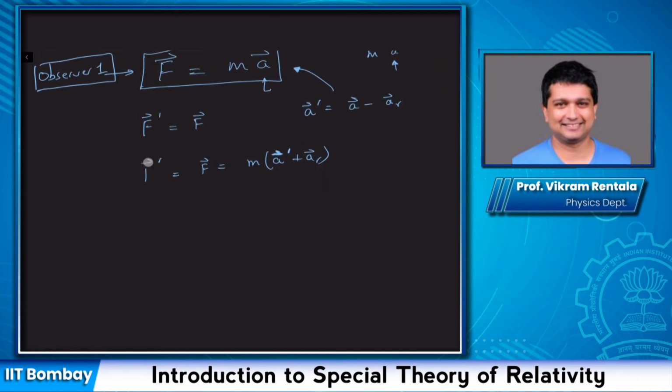How did I get this? I just took the original law, F is ma, as measured by the first observer, and I applied the dictionary and rewrote a in terms of what the second observer should see. That is m times a prime plus ar. Both observers are measuring the same force on the object, so this f is f prime. It's the same thing that's exerting a force. Let's say you're pushing on it, and it's the same force that both observers are seeing.